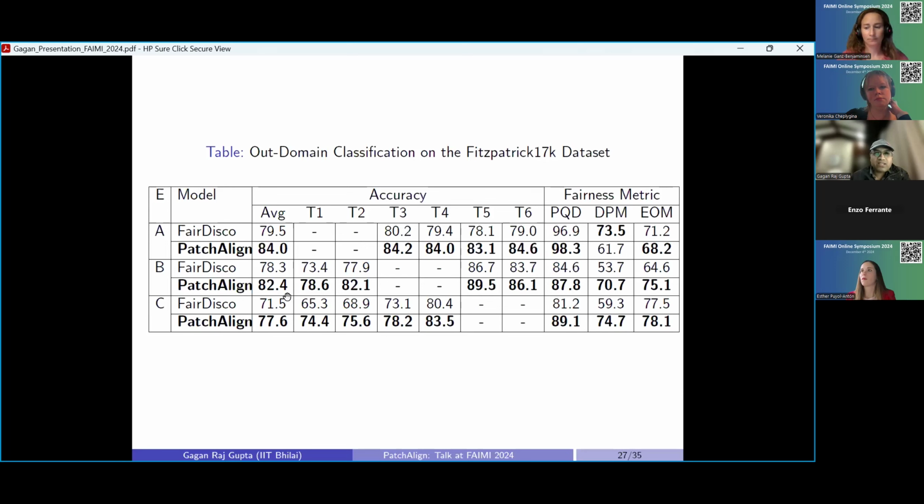But on accuracy, the results are more stable. And interestingly, even if we don't give any examples of T1 to T4, let's say in this third experiment, we can still perform fairly well.